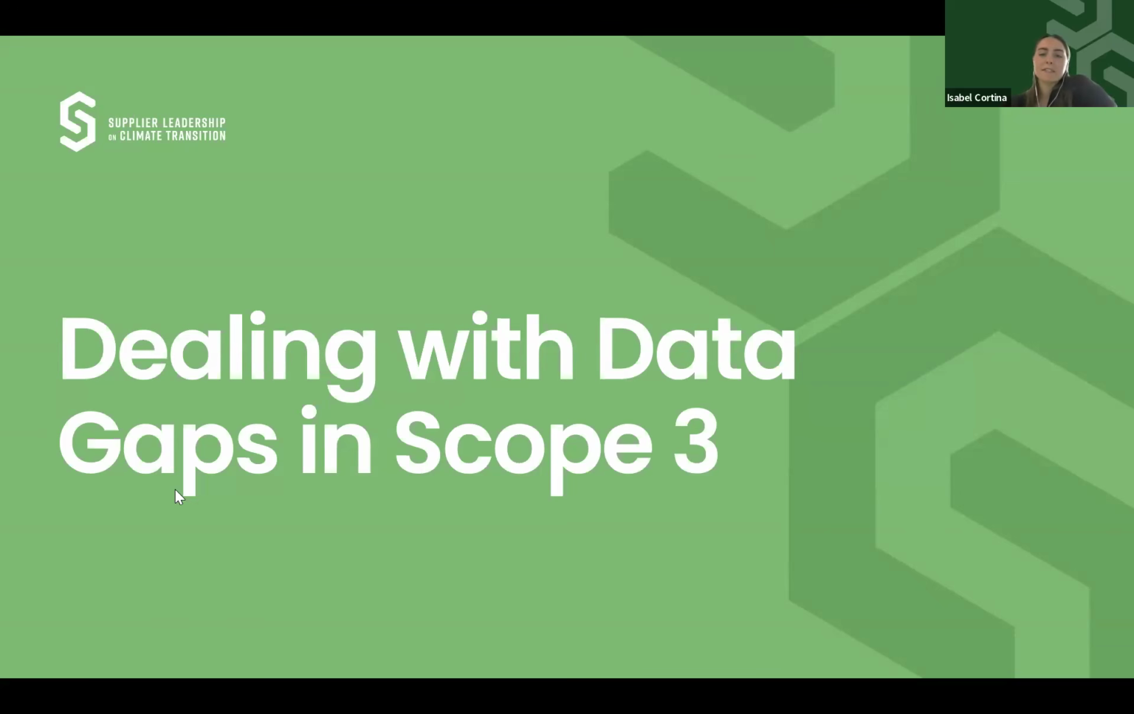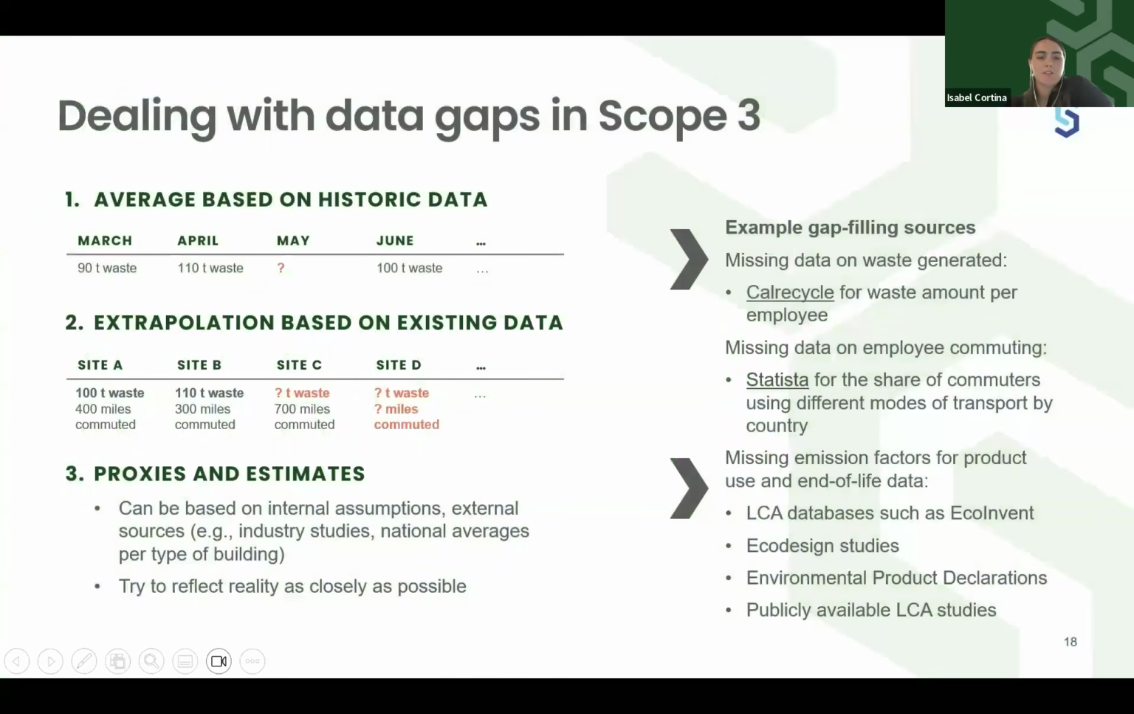Let's talk about how to deal with data gaps in your Scope 3 emissions calculations. On the screen here, we have three different methods that we are going to go over, including average, extrapolation, and proxies.